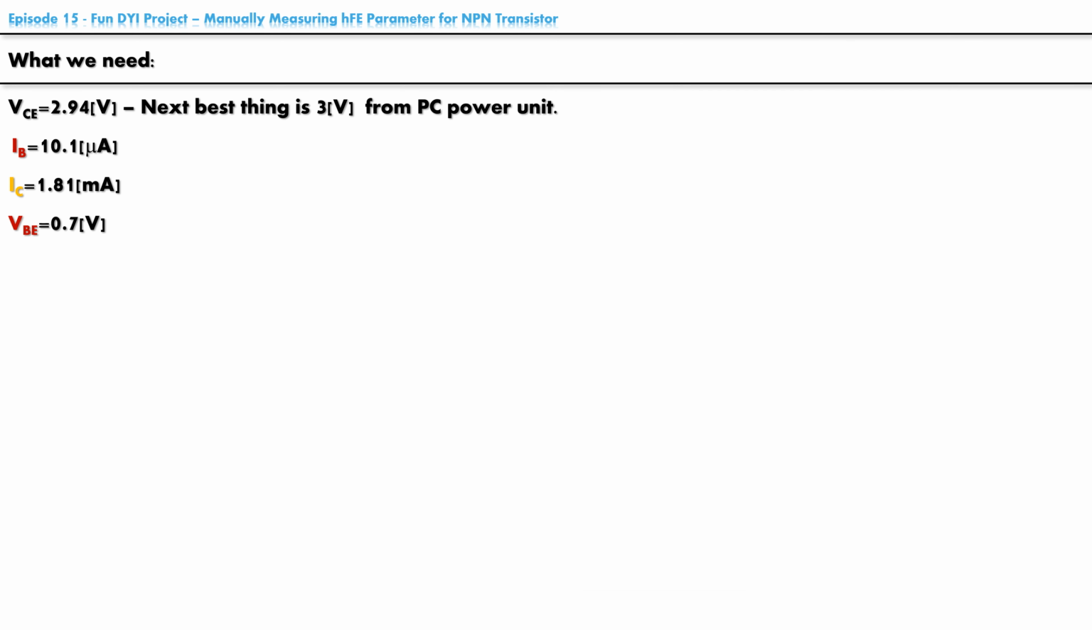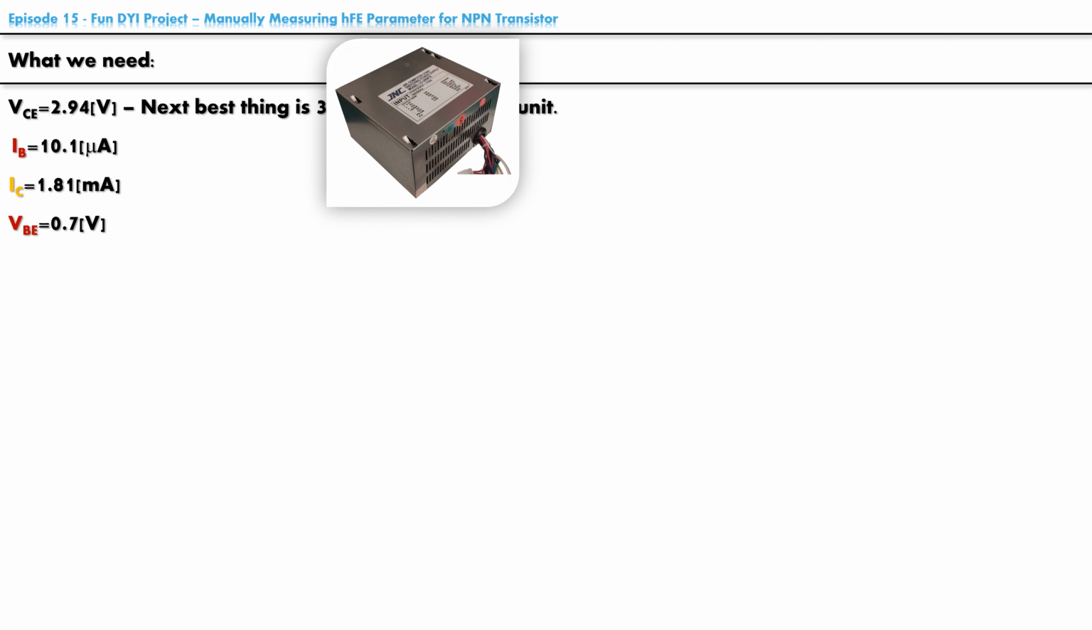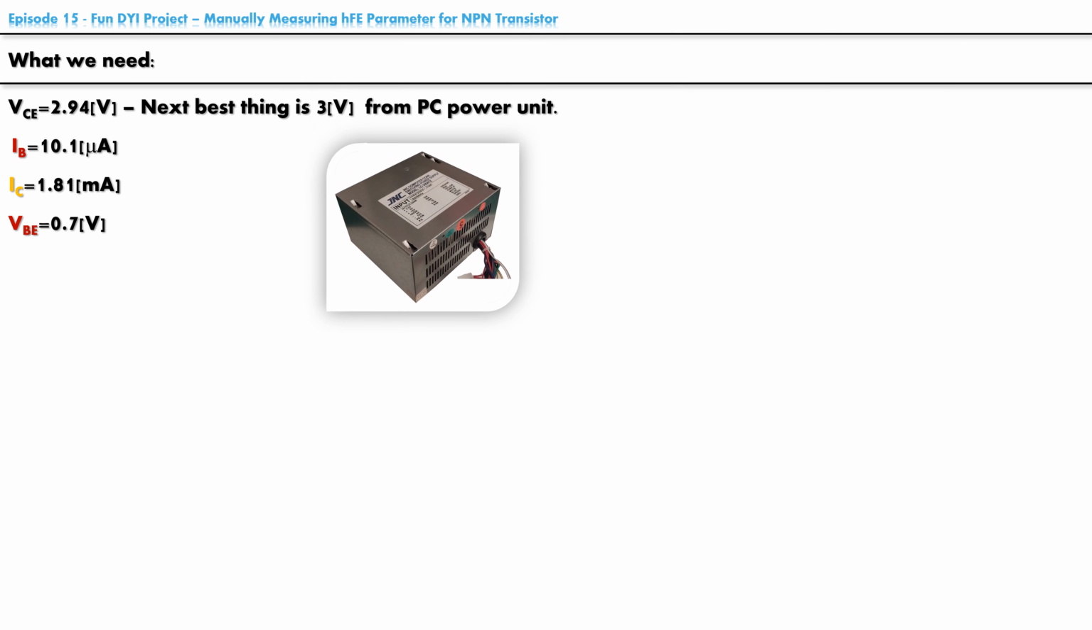What we need, first, is a 2.94 volts power source. We don't have exactly a 2.94 volts power source, but the next best thing we have is the 3 volts output from our refurbished PC power supply unit. Please watch episode 14 of pilot season to see details about this.